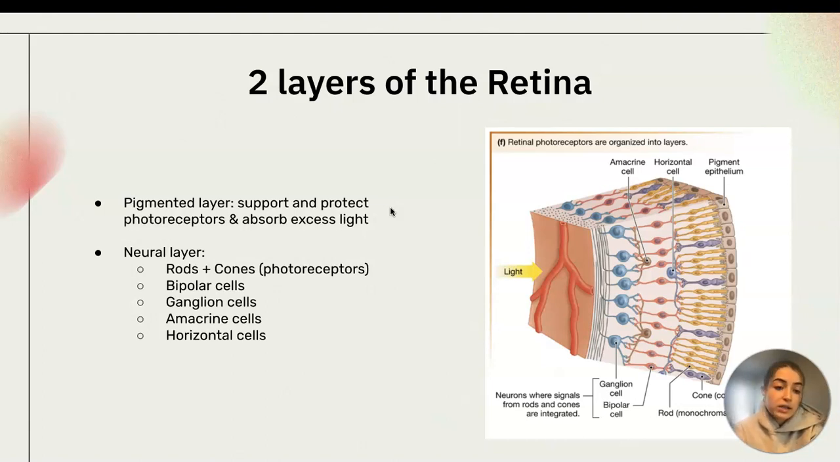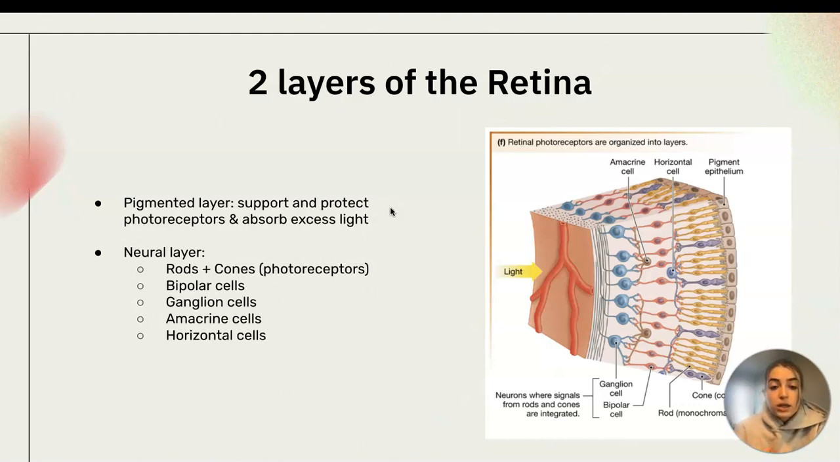The neural layer contains the rods and the cones, again our photoreceptors, our bipolar cells, our ganglion cells, and we won't go into too much detail, but the neural layer does contain the amacrine and the horizontal cells as well. If we look at the image on the right, the yellow and purple cells on the left, those are our rods and our cones, and then in the middle, those pink cells, those are our bipolar cells, and on the left, those blue cells, those are our ganglion cells.